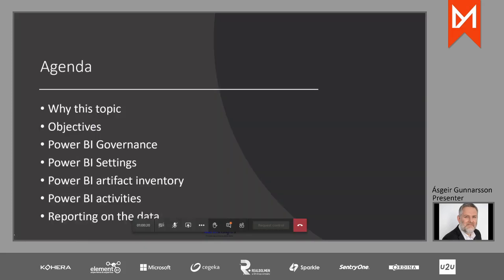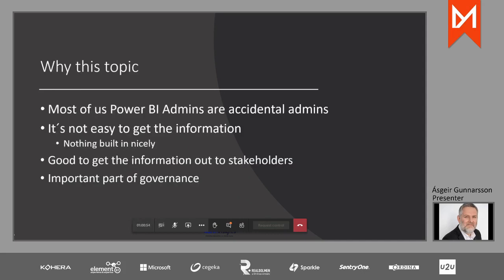So first of all, the agenda. I'm going to tell you briefly why I'm talking about this, and I'm going to talk about the objectives for our session. Then I'm going to go through the different things that I think are important when it comes to monitoring: governance settings, artifact inventory, activities. And then I'm going to talk a little bit about how to report on the data that you get out of it. So let's start. Why am I talking about this topic? Why is this an important topic to talk about?